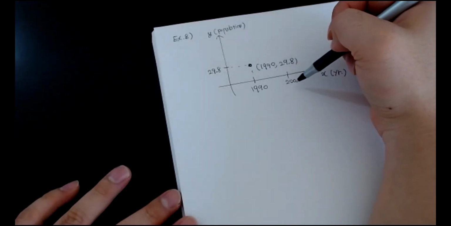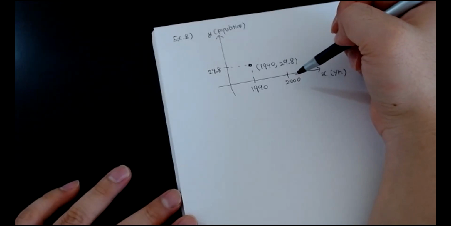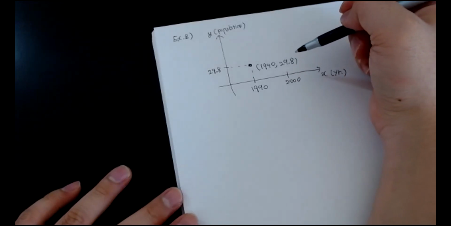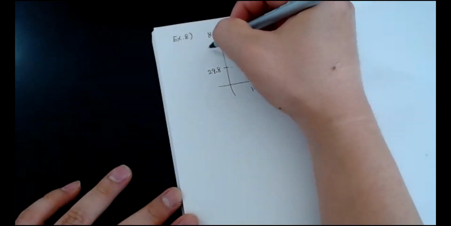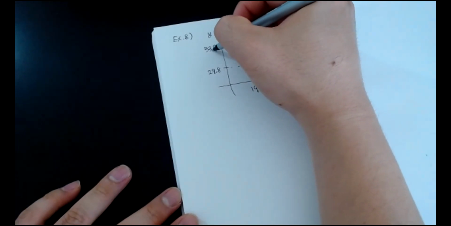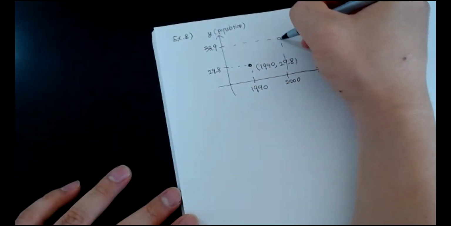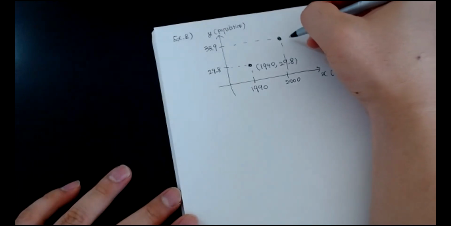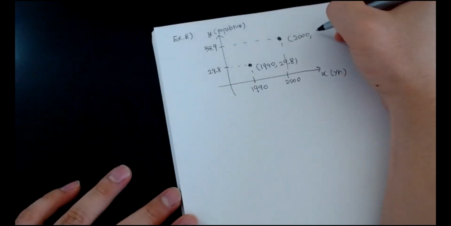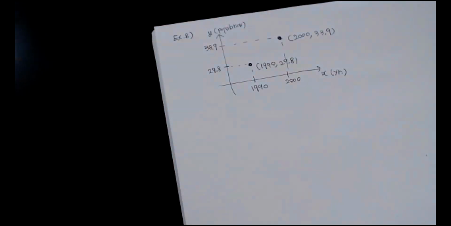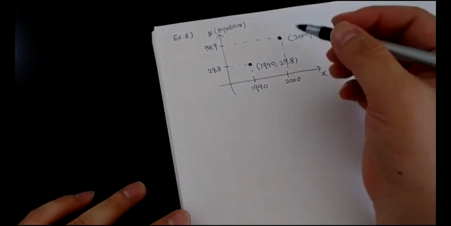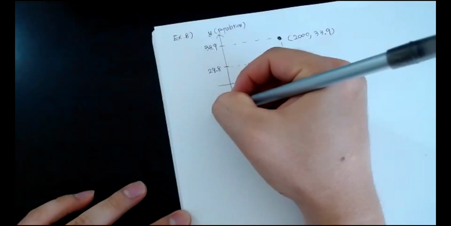And the other one is what? When it is 2000, the population of California is 33.9, right? So we got the point, the ordered pair: 2000 and then 33.9. You see? All right. So we got two ordered pairs. Now we're ready to calculate the average rate of change.